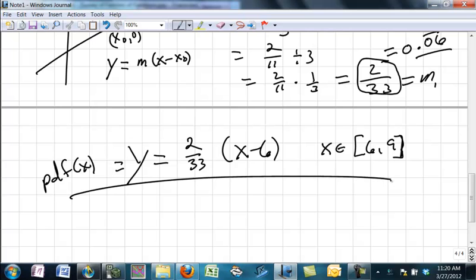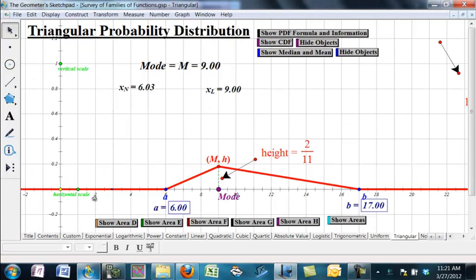Okay, the formula is in 4 parts. 2 of them are real easy. The 2 of them are just 0. So it's 0 when x is less than 6, 0 when x is greater than 17, and now we know what it is here.